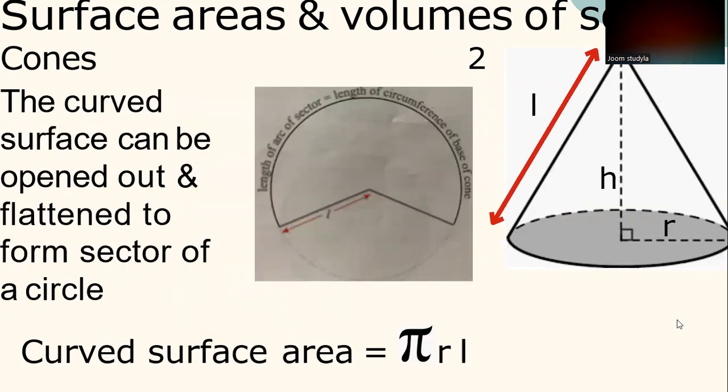Cone. The curved surface can be opened up. If you open the curved face and flatten it, it forms a sector of a circle. If you can see, this is the length. The length of the arc of the sector equals the length of the circumference of the base of the cone. So the curved surface area is pi r L. This is the surface area.